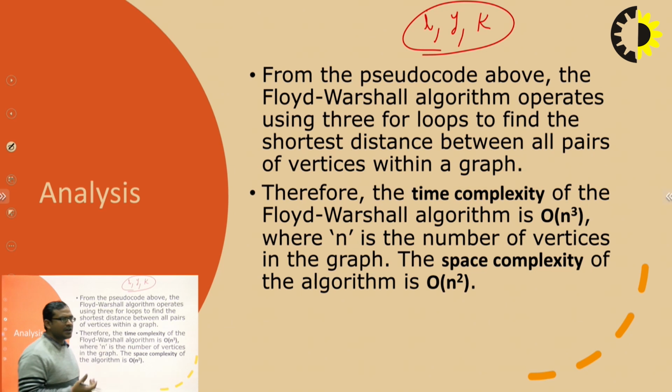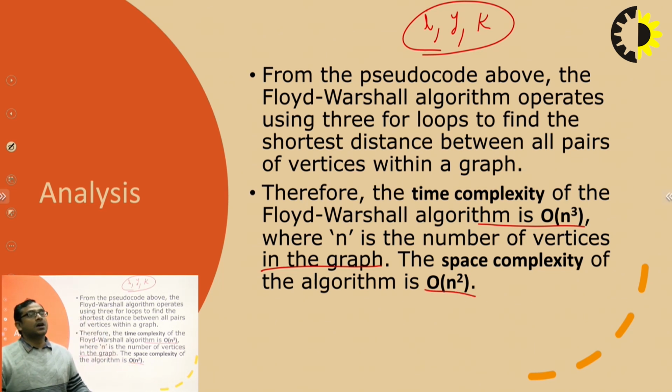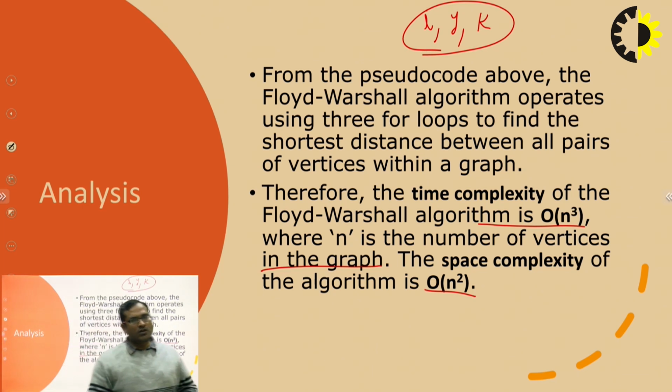Therefore, the time complexity of Floyd Warshall is n cube. Suppose there are n number of elements. Because all the loops are running from 1 to n, so n into n into n. Here n is the number of vertices in the given graph. So the algorithm has a complexity of n cube. The space complexity of the algorithm is n square, because we need to store the adjacency matrix in memory. So we need an n by n matrix, so the space needed is n square. So this is the way you can find all pair shortest paths using the Floyd Warshall algorithm. The time complexity is n cube and the space complexity is n square.